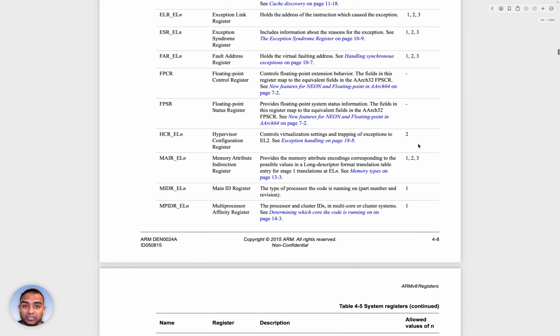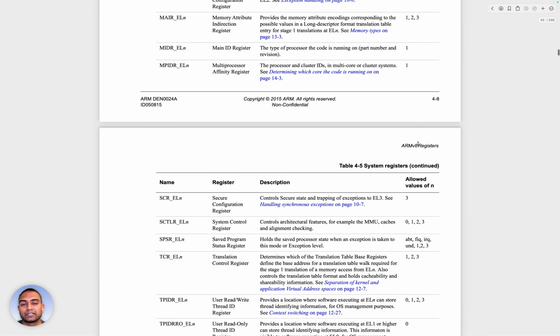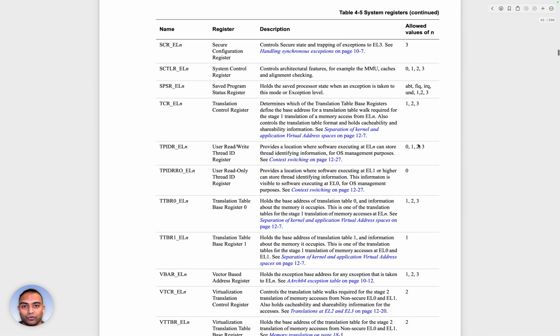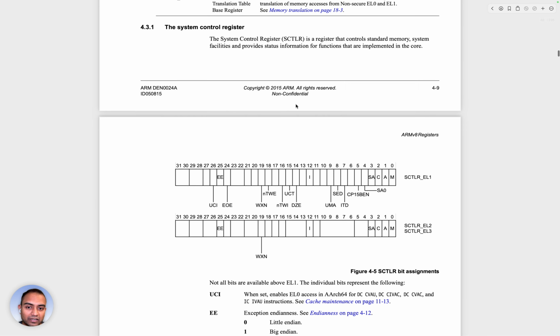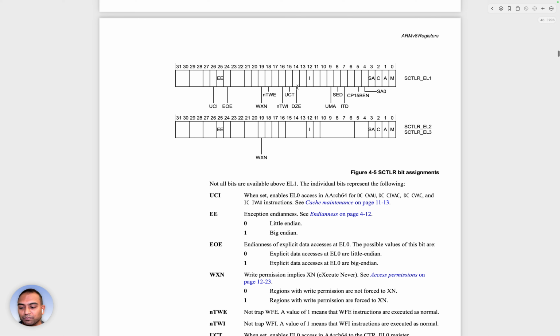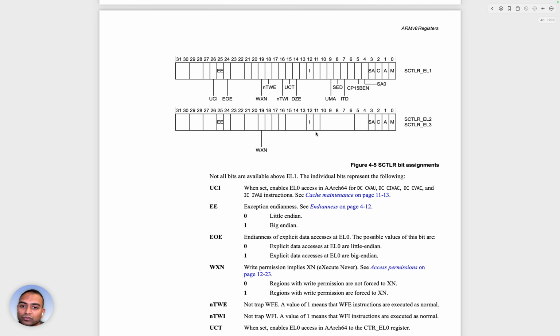Okay, but what are these? So there are certain registers that influence the behavior of the CPU in terms of its functionality, in terms of its configuration and its capabilities, right? So for example, if we scroll down here, there is this system control register SCTLR, and there are various bits within this register that control those features.